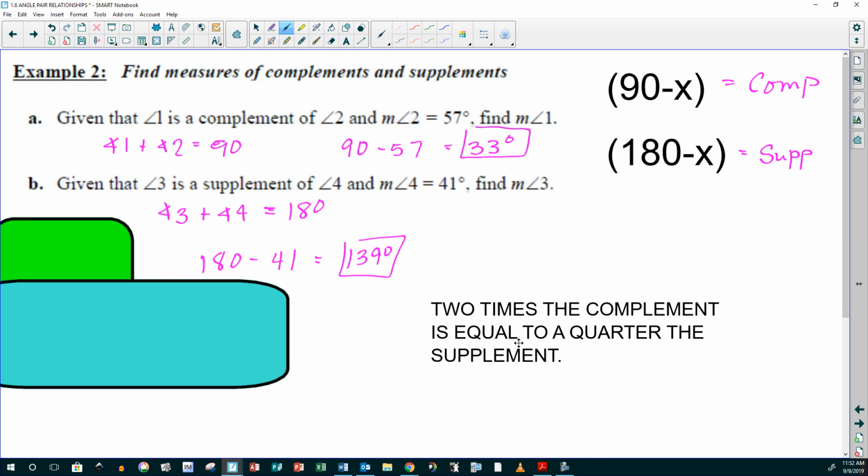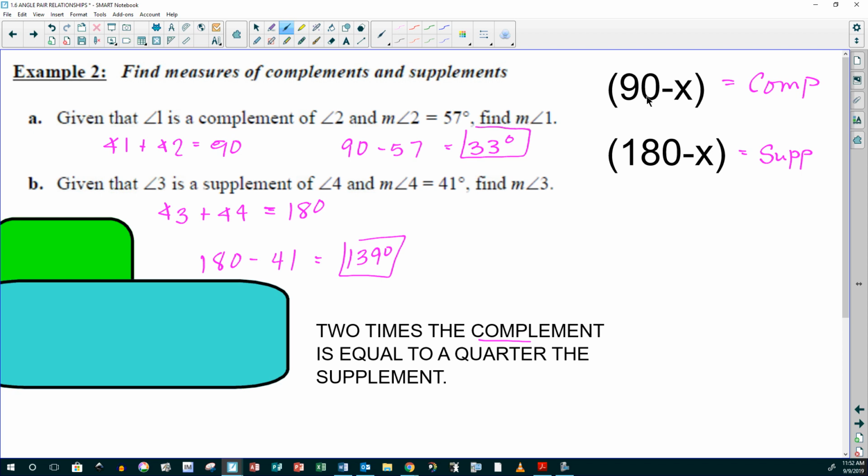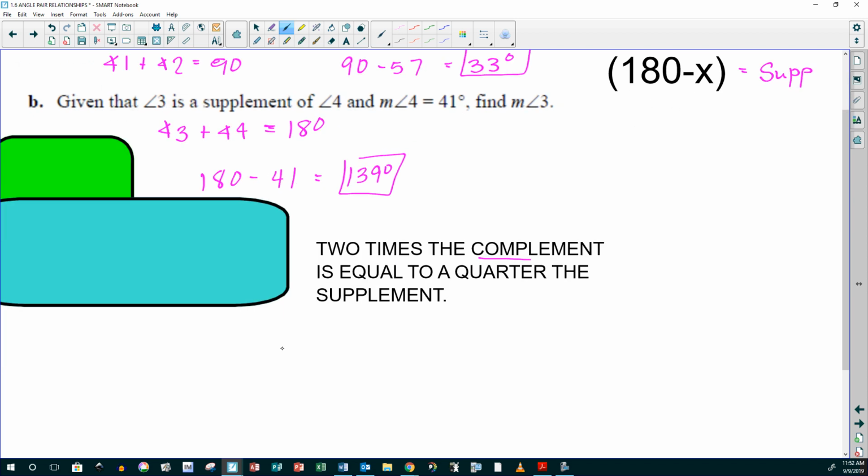So think about what that says. Let's move it down here a little bit. So 2 times the complement. Well, what is the complement? The complement is 90 minus x. So 2 times the complement is equal to a quarter the supplement. So I could work this out by solving for x.